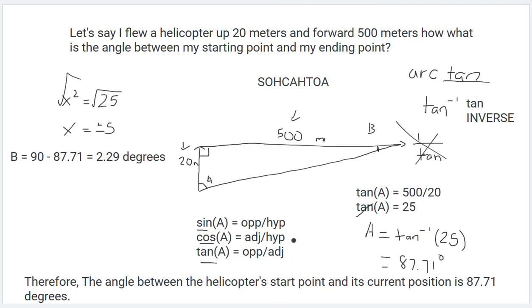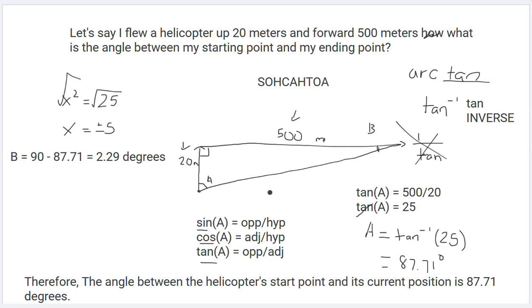Let's look at a question here. Let's say I have a starting point and I fly a helicopter. I flew a helicopter up 20 meters and then forward 500 meters. What is the angle between my starting point and my ending point? So I lift off, I go up 20 meters, and then I go 500 to the right, forward. What would my angle be between my start point and my end point?